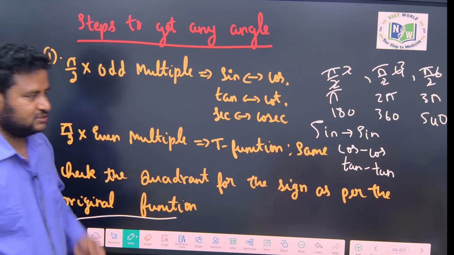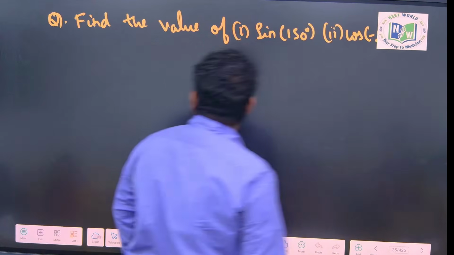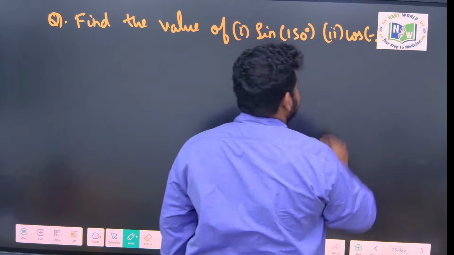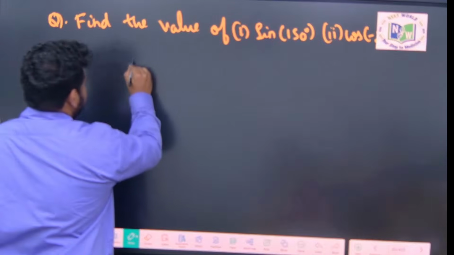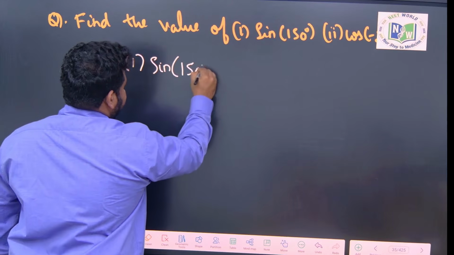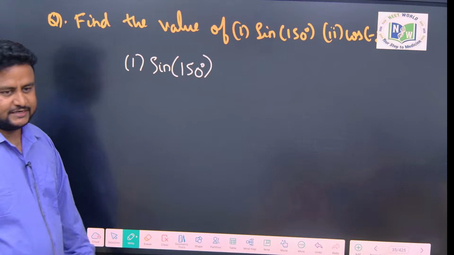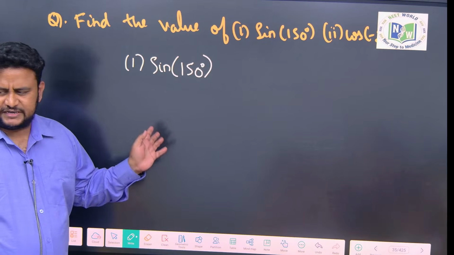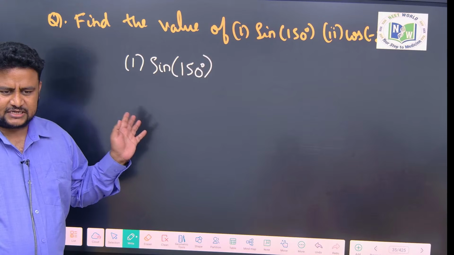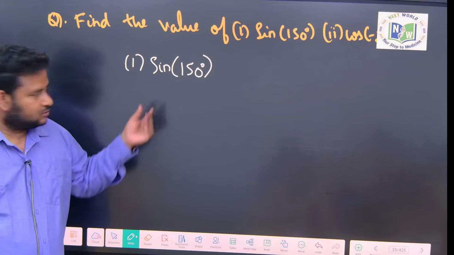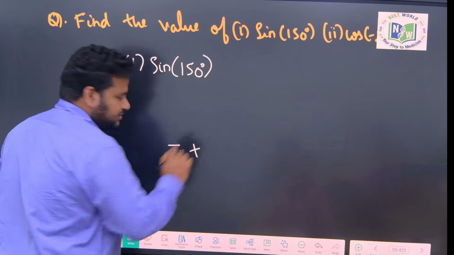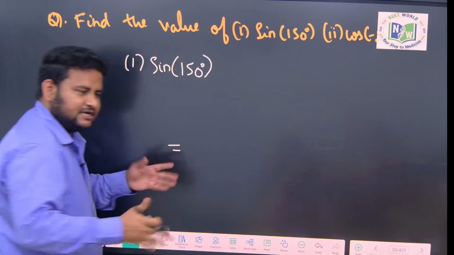Let's understand with some questions. Find the value of sin 150 degree. Now see here, is 150 degrees in the first quadrant or second quadrant? Second quadrant. Is sin in the second quadrant positive or negative? Positive. So whatever answer I get should be positive.